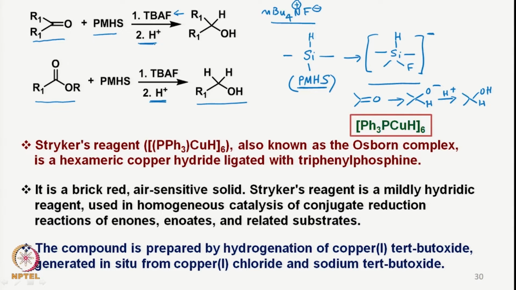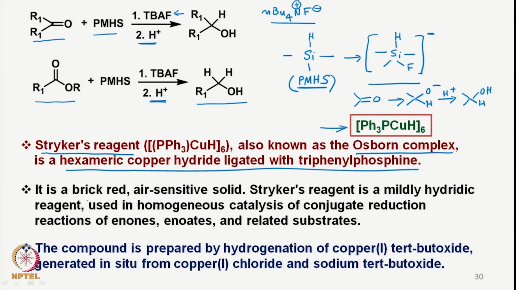Now, there is another reducing agent which is called Stryker's reagent, and which is having copper hydride. Basically it is a hexameric copper hydride reagent ligated with triphenylphosphine. So, it is also called the Osborn complex. So, this is a reducing agent. Now, suddenly from silicon to this Osborn complex or hexameric copper hydride I am coming to, mainly because this can also be prepared using silane. First let us see what is the utility or what is the use of such a copper based complex.